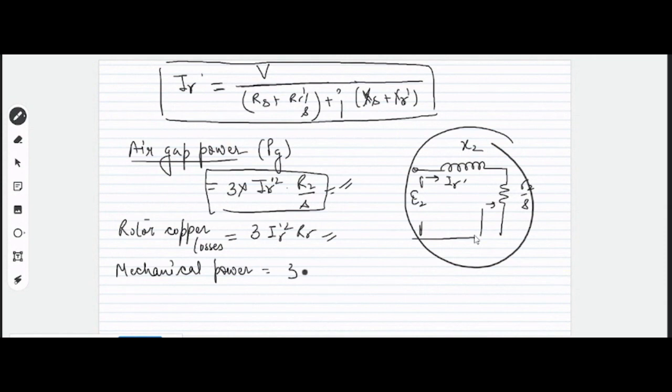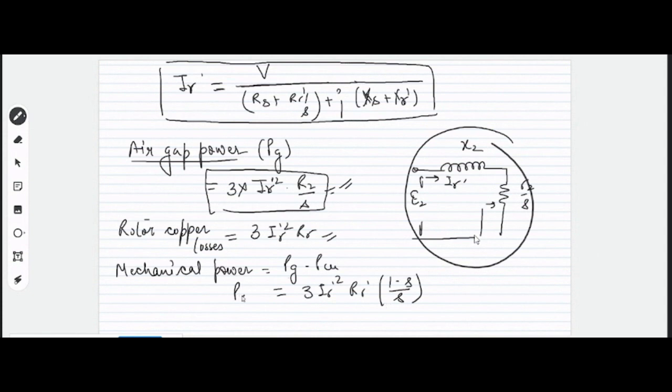So this will be 3 times of how much then? This I2 squared. 3 times I2 squared. It will be PG minus PCU, and that will be equal to 3 times I2' squared into R2' times (1 minus S) over S. Yes sir. Right. So this will be the mechanical power developed.